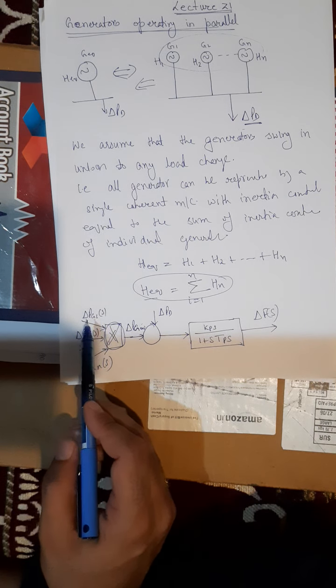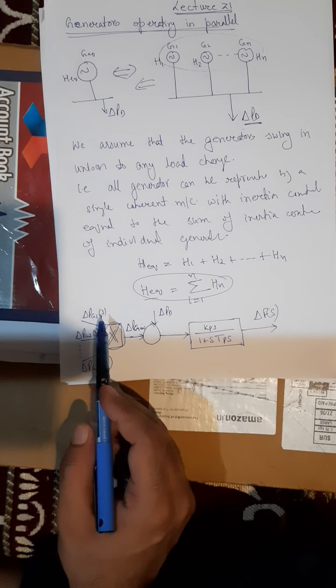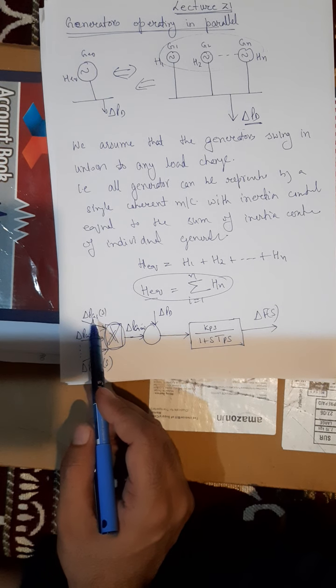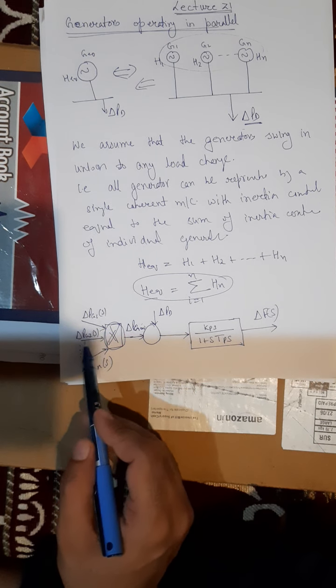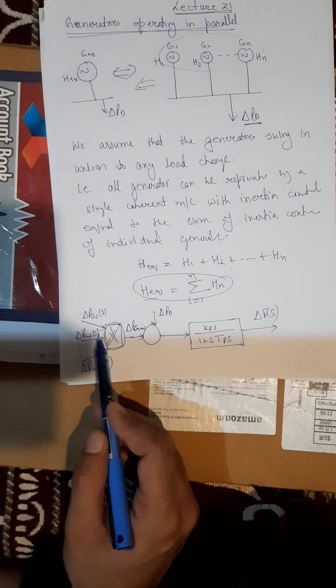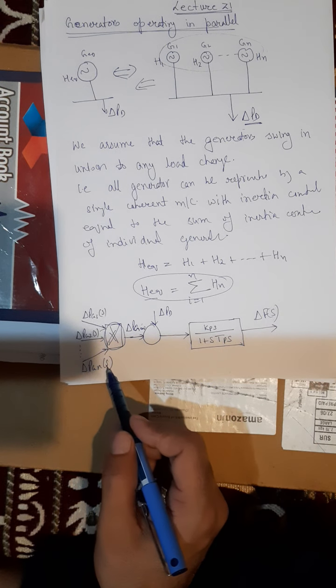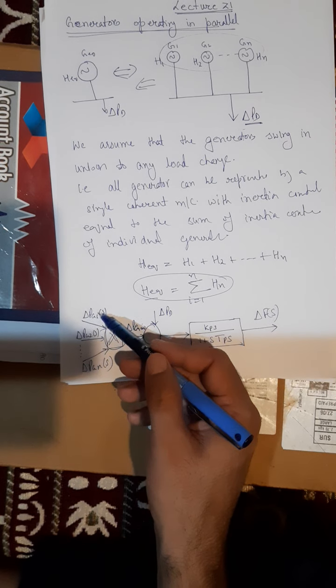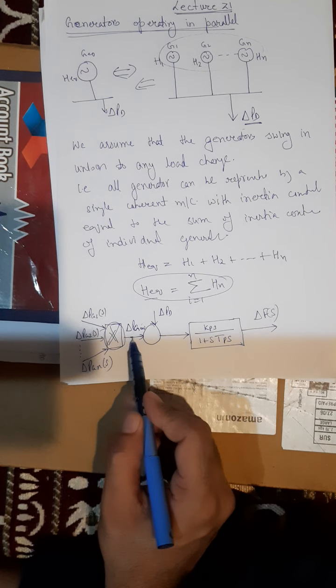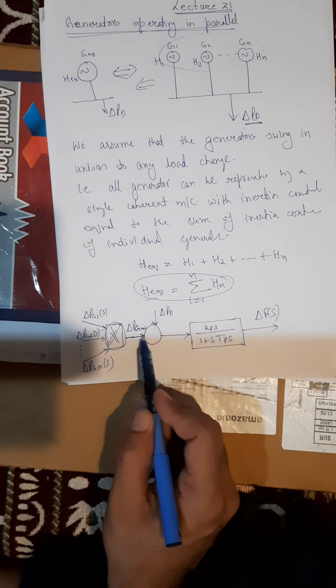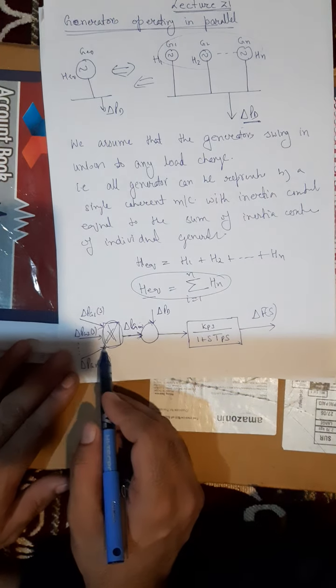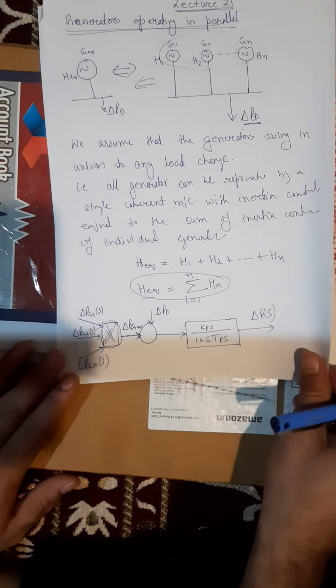So what is delta PG1? It is the mechanical output power, or turbine output power. Delta PG2 is the turbine output power of generator 2, and delta PGN is the turbine output power of generator N. So I will add all the output powers of the turbines, and that will be the input power to the equivalent generator. Okay, so the diagram will look like this. Further, I will redraw this diagram to help you understand this concept better.